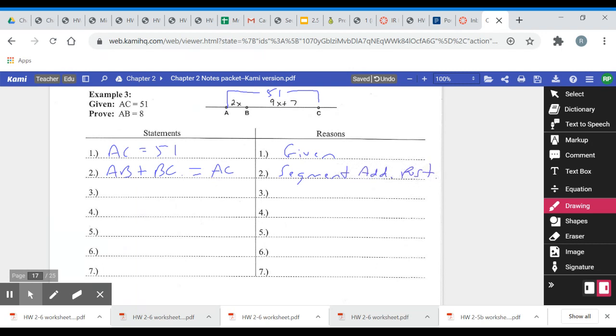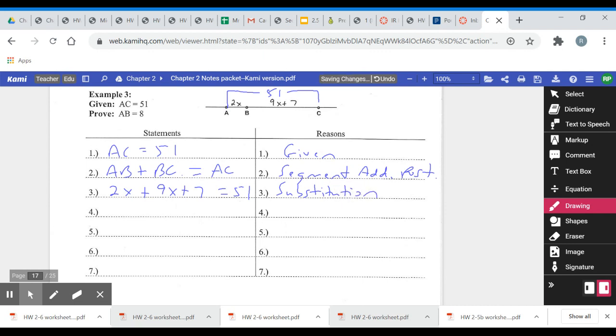I'll abbreviate some of that since I'm running out of room. So, segment addition postulate. From there, I can look at the picture. I can take information and plug it in. So AB is 2x, BC is 9x plus 7, and AC is 51. And from there, that is, again, substitution.